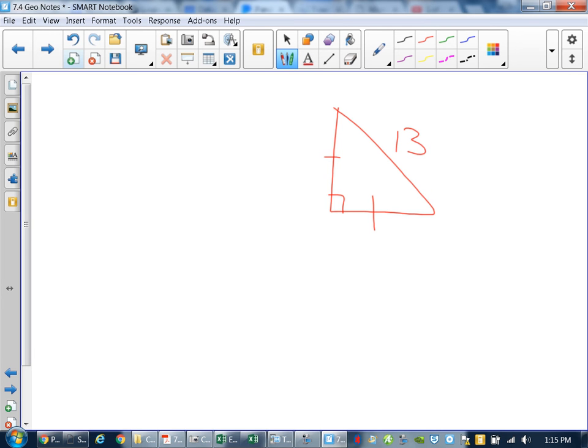So I have 2 sides that are the same, which means it's going to be what kind of triangle? 45, 45, 90. We write it out.